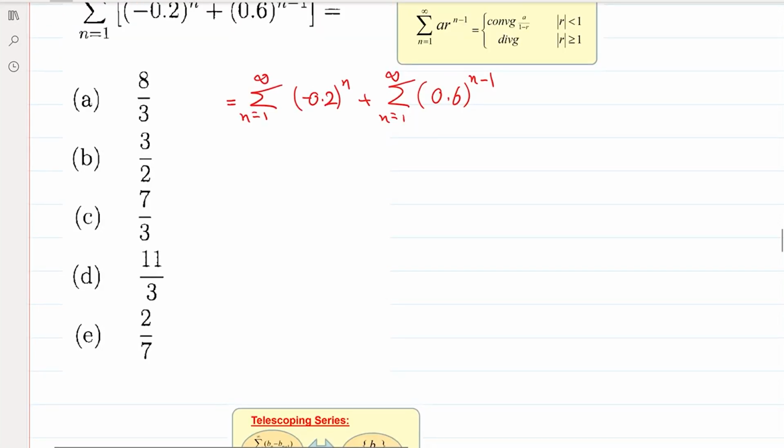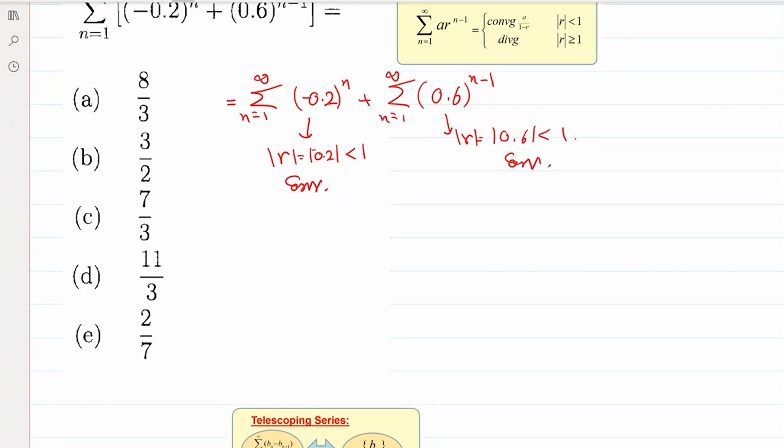Now, this one, what is R here? Minus 0.2, or 0.2 as an absolute value, which is less than 1. So it converges, and we can find its sum. This one here, the ratio will be 0.6 as an absolute value. It will be less than 1 also, so it will also be a convergent geometric series.